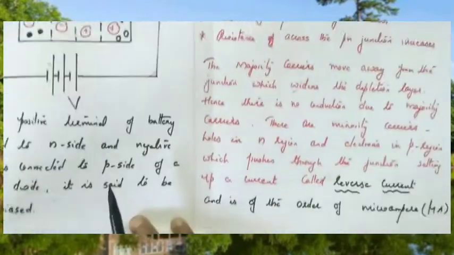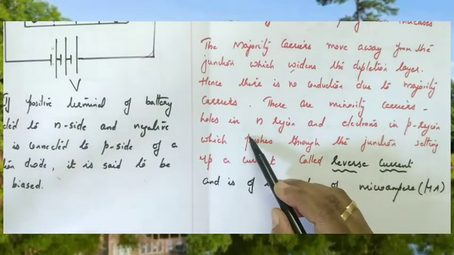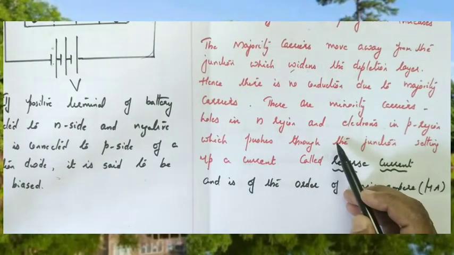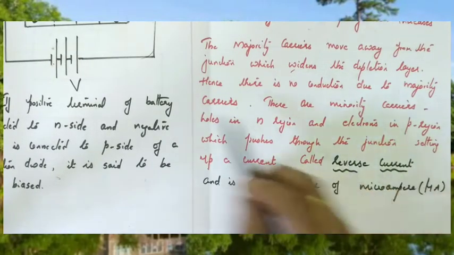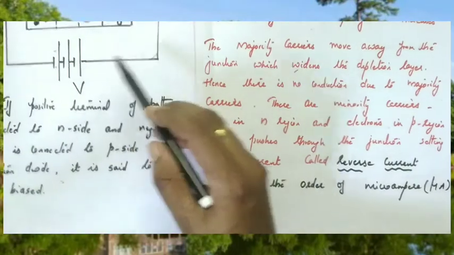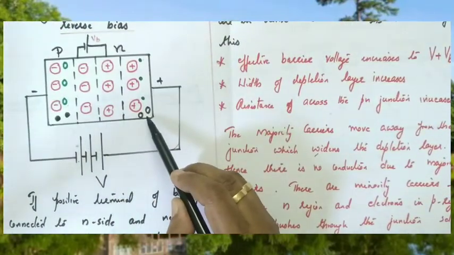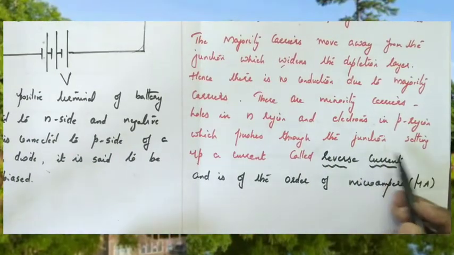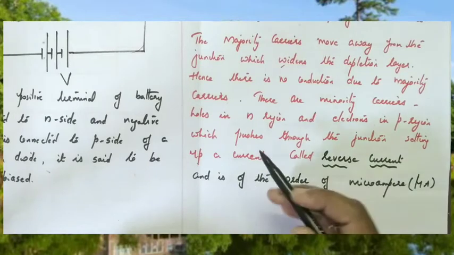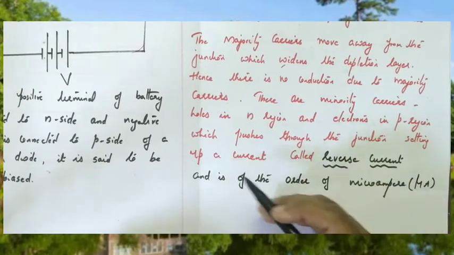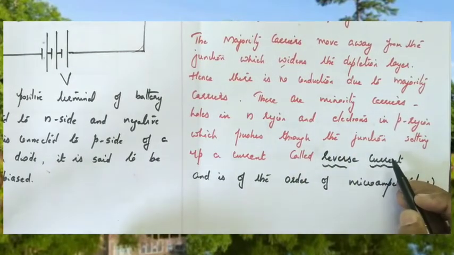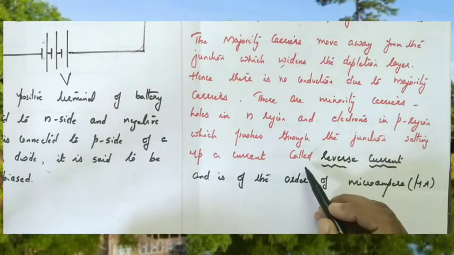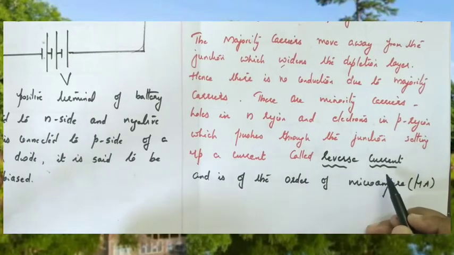So, there are minority carriers, holes in the n region and electrons in the p region, which push through the junction, setting up a current. They get enough energy to cross the depletion layer and hence they conduct, producing a current, and that current is called the reverse current.